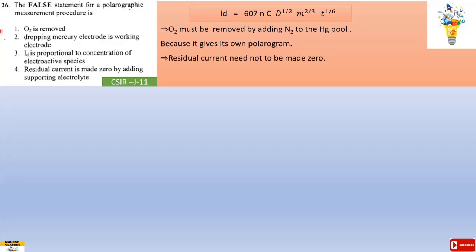And the second one, dropping mercury electrode is the working electrode. Correct statement. And ID, diffusion current, is proportional to the concentration of the electrolyte species, correct statement. And the fourth one, residual current is made zero by adding supporting electrolyte. It is a false statement. Here the residual current need not be made zero. So that is the fourth one.